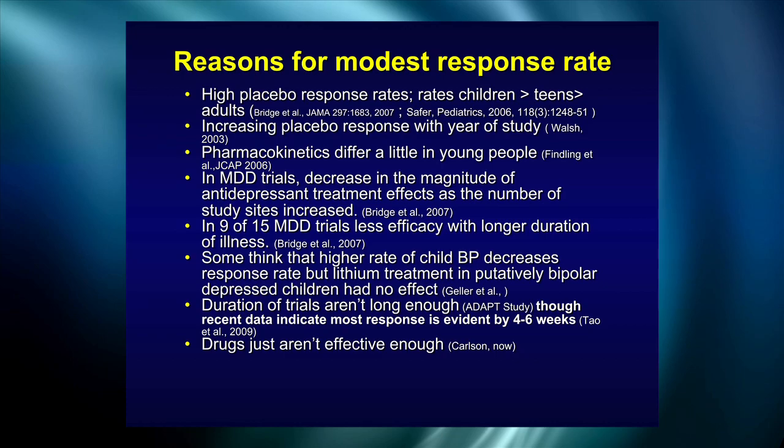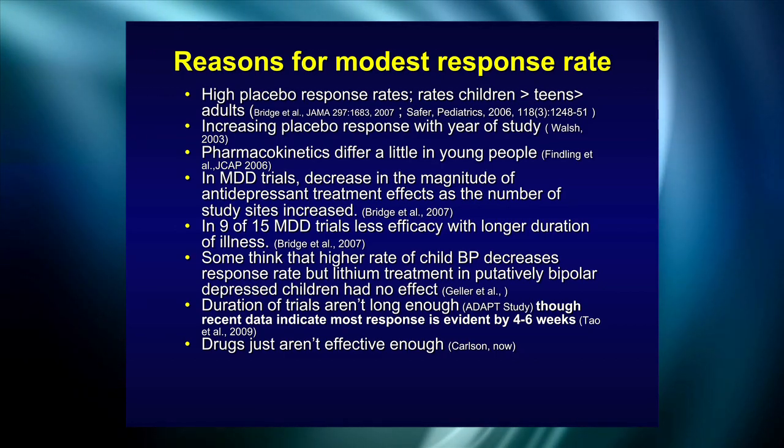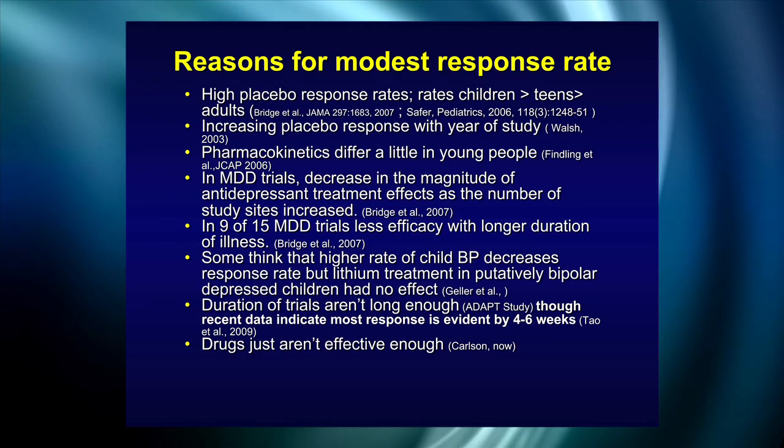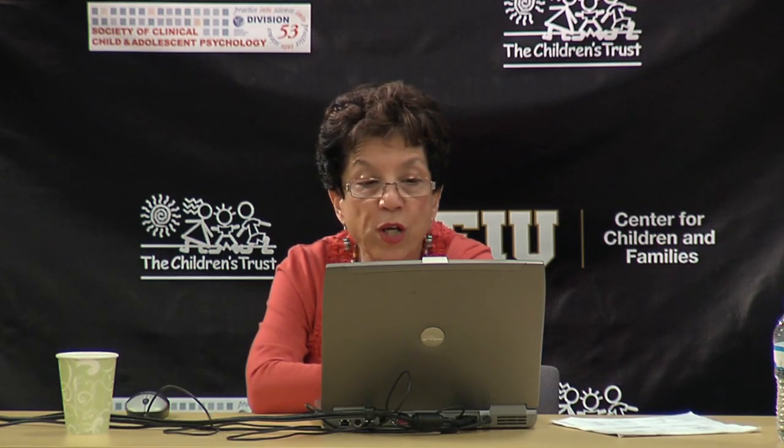There are some people who feel that one of the reasons that kids don't improve, and when I say kids, I mean children below the age of 12, is that the pharmacology may be different in children. They have a different pharmacokinetic response to the drugs. And that may mean that you have to change the dose of the drug or change the duration of time that the kid gets the drug.